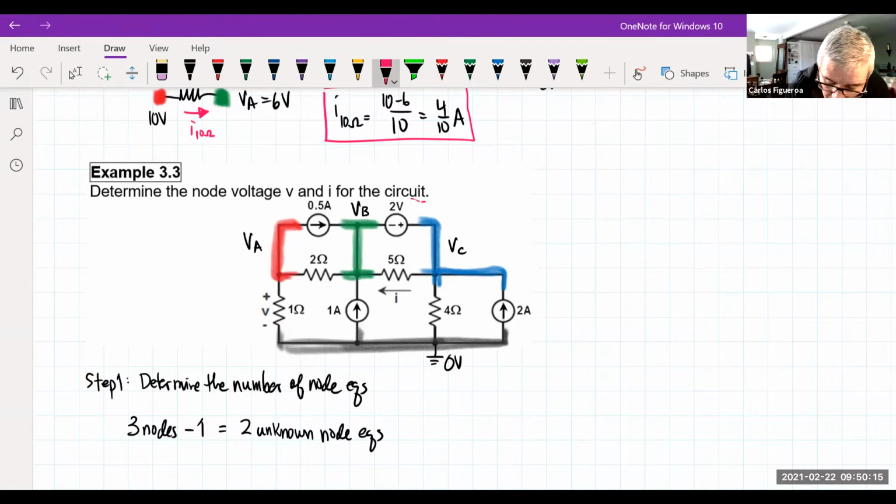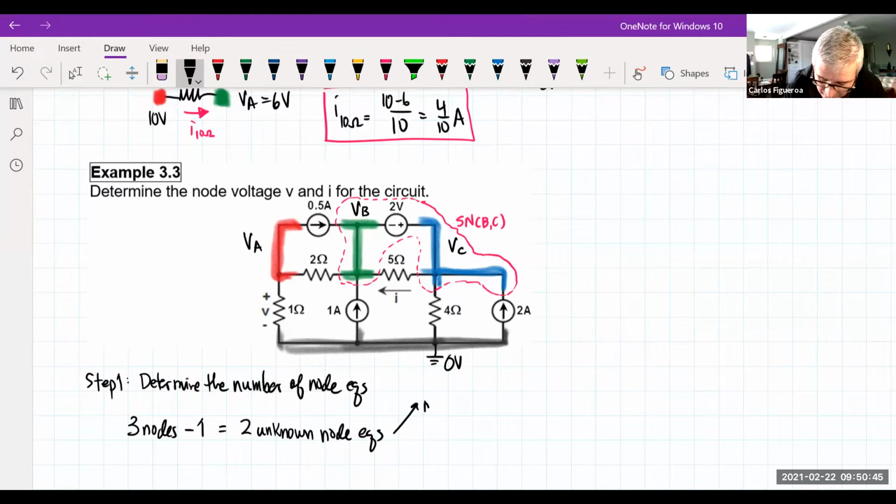So here I go. And you can see here that this guy is connecting nodes B and C together, and therefore that's my supernode between B and C. So then I say, of those two unknown node equations, I see immediately that one of them is a regular node. So I have one regular node A.